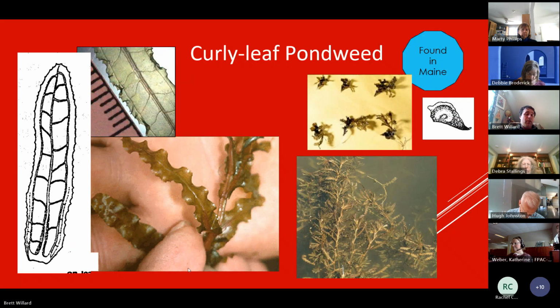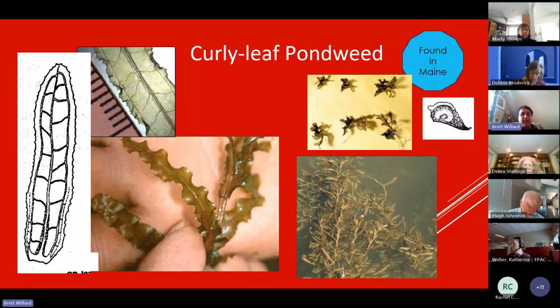So first one is curly leaf pondweed. Curly leaf pondweed is a pondweed. We have a lot of native pondweeds. They're really, really beautiful and diverse group of plants, but this one is invasive. This one has an alternate leaf arrangement, so they zigzag up the stem. And this plant, everything you need to know about identifying this plant, you can get from one leaf.